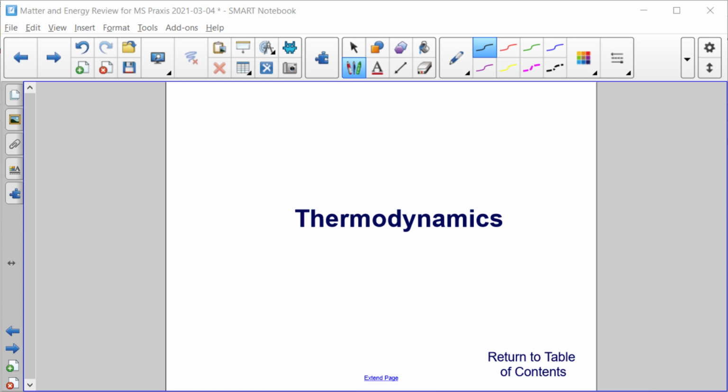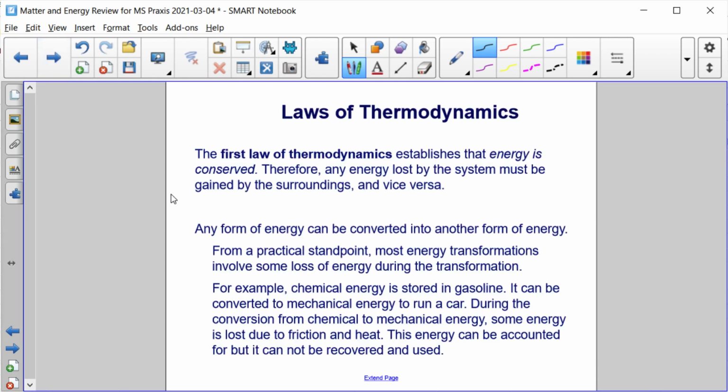All right, in this section, let's review thermodynamics, starting with the first law of thermodynamics. The first law of thermodynamics establishes that energy is conserved. So any energy that a system loses has to be gained by its surroundings and vice versa. Any energy lost by the surroundings is gained by the system.